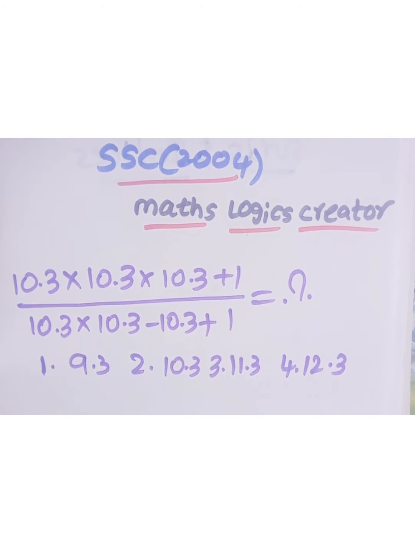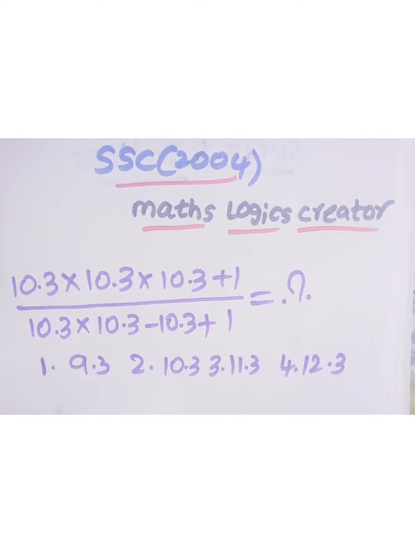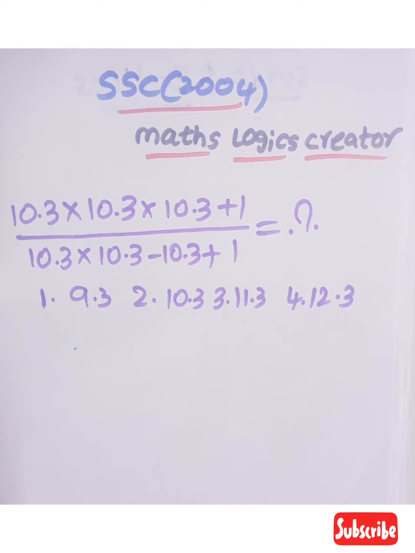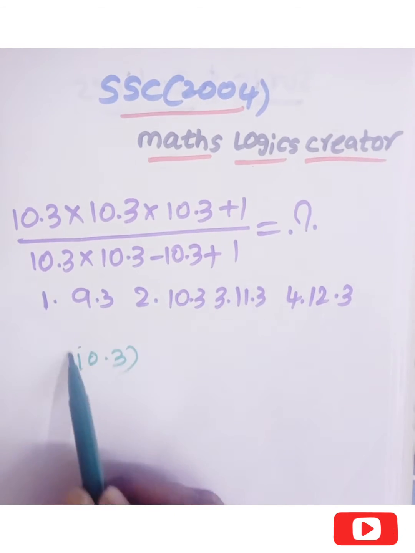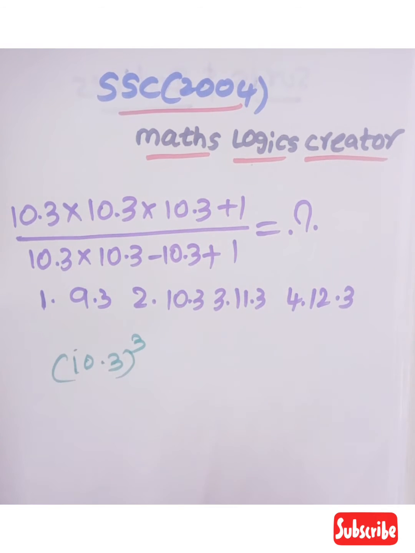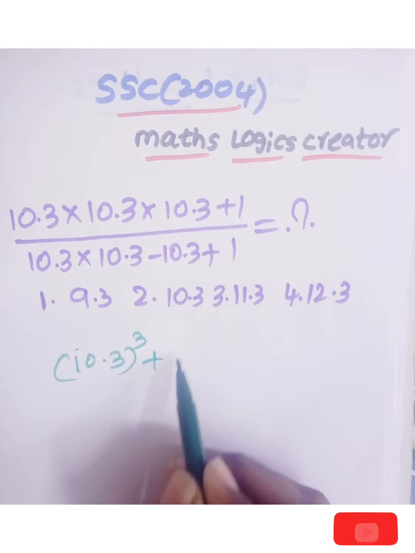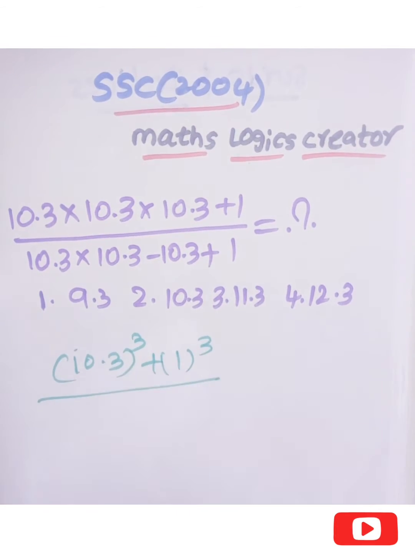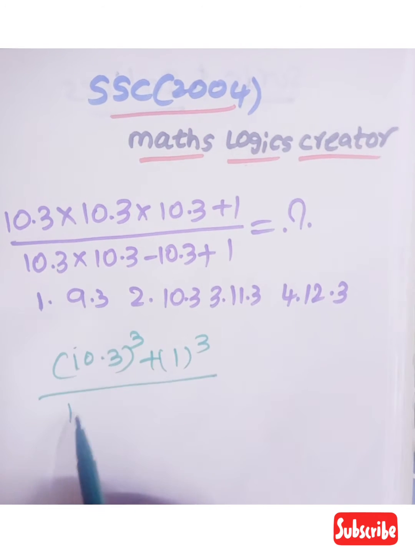In the numerator we have 10.3 times 10.3 times 10.3, so I'm writing it as 10.3 whole cube. After that we have plus 1, so I'm writing 1 as 1 cube. Writing 1 as 1 cube, it may not change anything, right? So plus 1 cube.